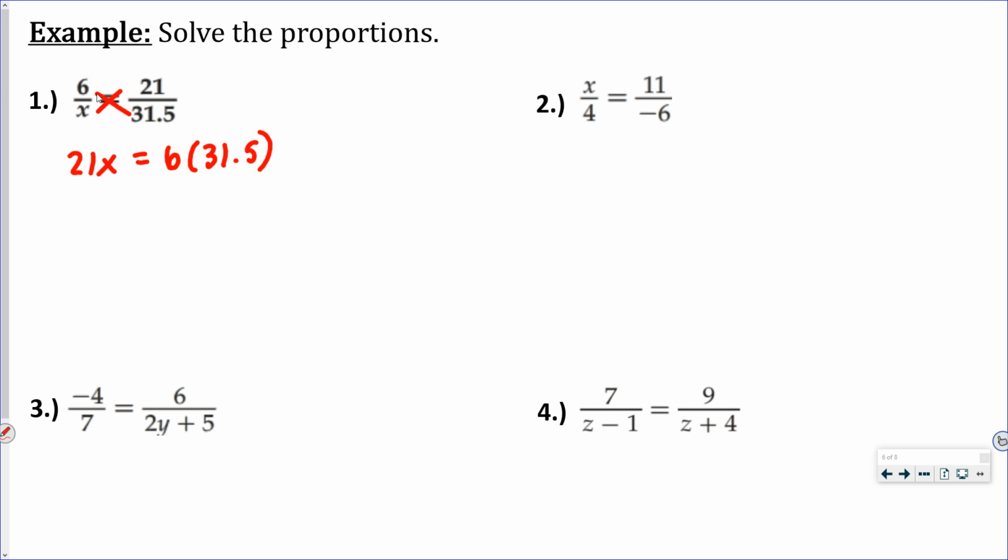All right. So this is a nice, quick, easy way that we can solve proportions, and as long as those two ratios are equal to each other, this statement here will be true. That 21 times that denominator will be the same as 6 times 31 and a half. Okay, and then you just solve the second normal equation. So 6 times 31 and a half is 189. Divide by 21. X is 9.